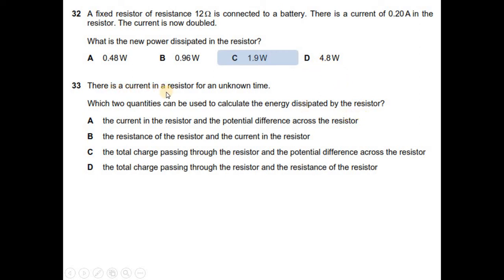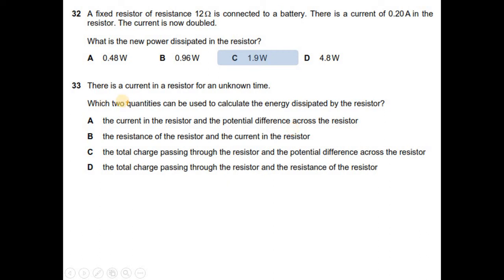There is a current in a resistor for an unknown time. Which two quantities can be used to calculate the energy dissipated by the resistor? So we need to find energy. Option A, the current in the resistor and the potential difference. No, because current and voltage give us power, but not the energy. The resistance and the current. So resistance and current gives us voltage.